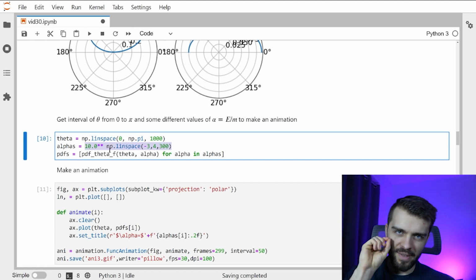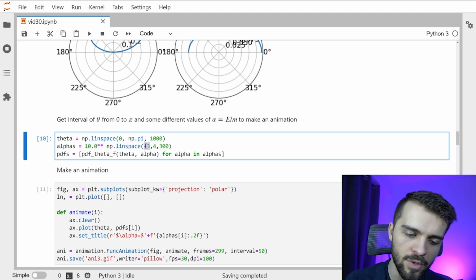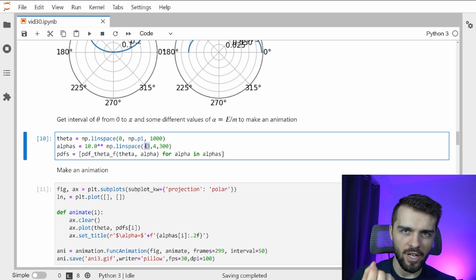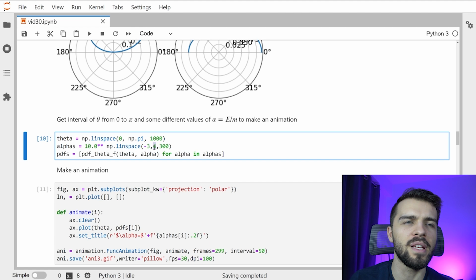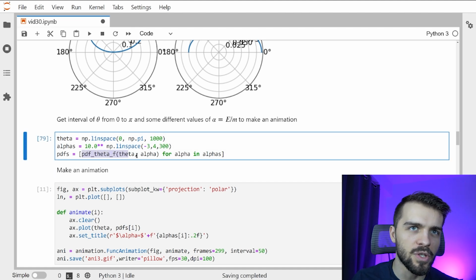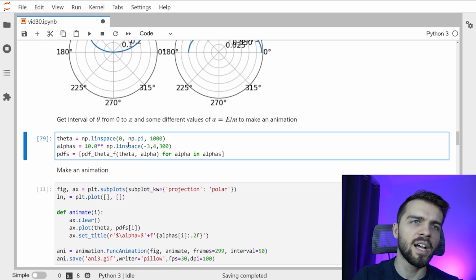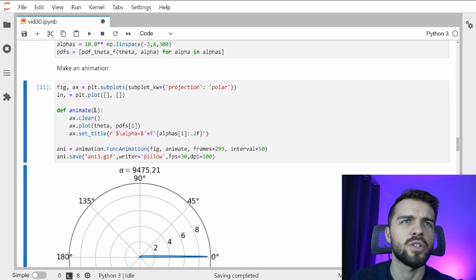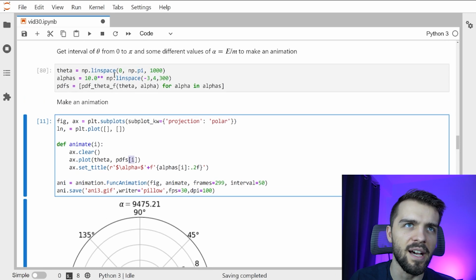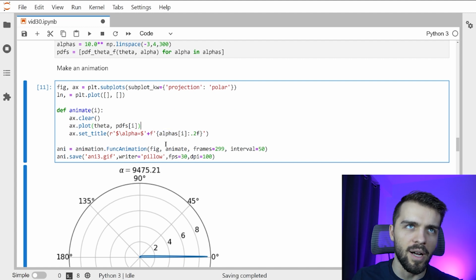Remember, alpha is the ratio of the energy of the incoming photon to the rest mass of the electron. So 10 to the -3 means that the incoming photon is 1/1000th the energy of the rest mass of the electron, versus 10 to the 4 means it's 10,000 times more energetic than the rest mass of the electron. So we're looking at a lot of different alphas here. And I get my PDF. I do this for theta, which is this array here, and all the different values of alpha that I have. So I get a bunch of different PDFs, one for each value of alpha. I can use that to make an animation, which is what I do here. For the frame I just take the ith PDF, which is what I've obtained here. And at the top, I plot the value of alpha that it's equal to. So alpha is I.